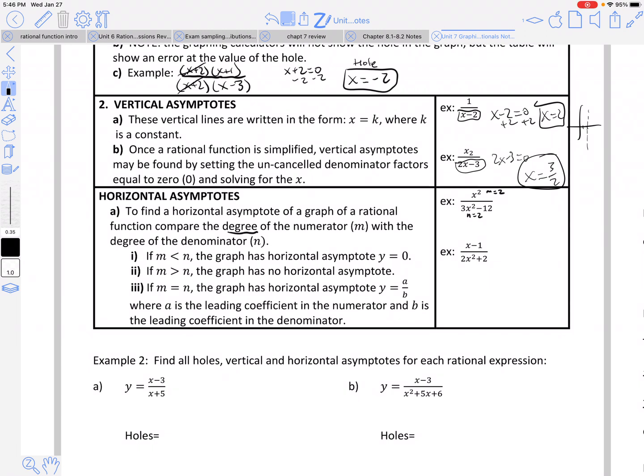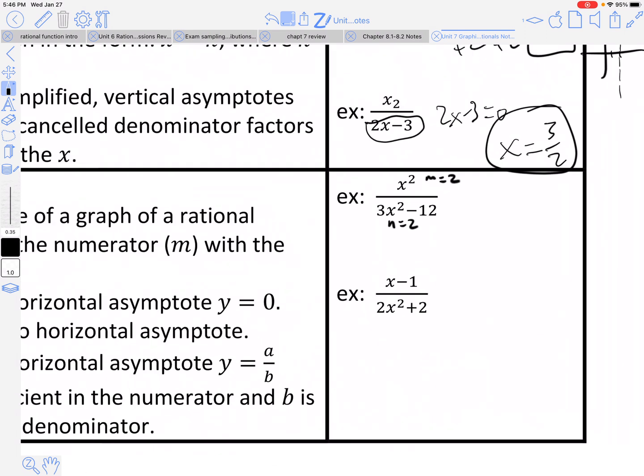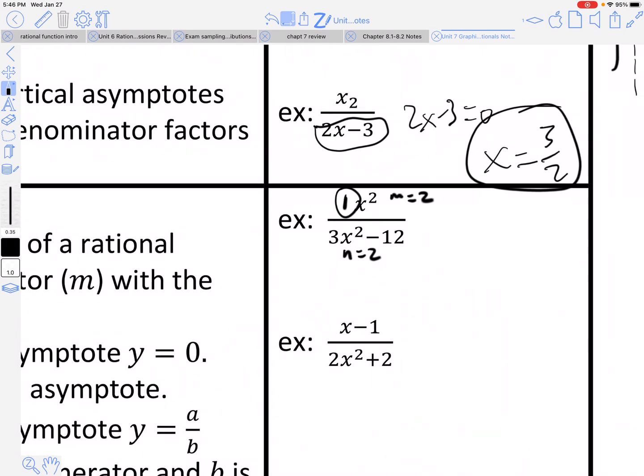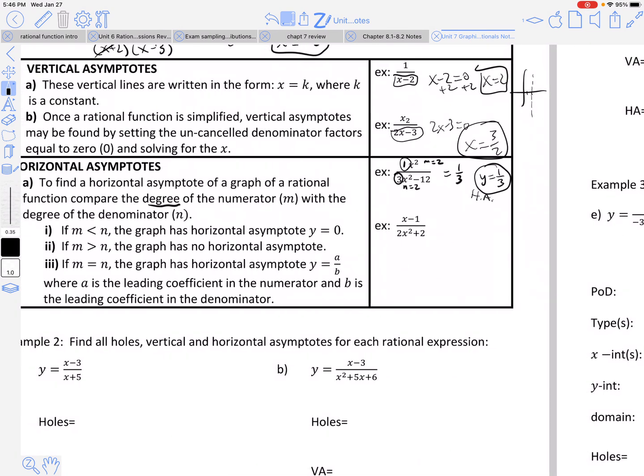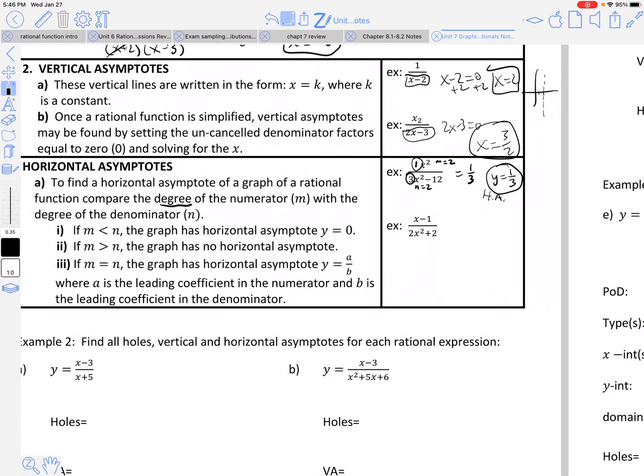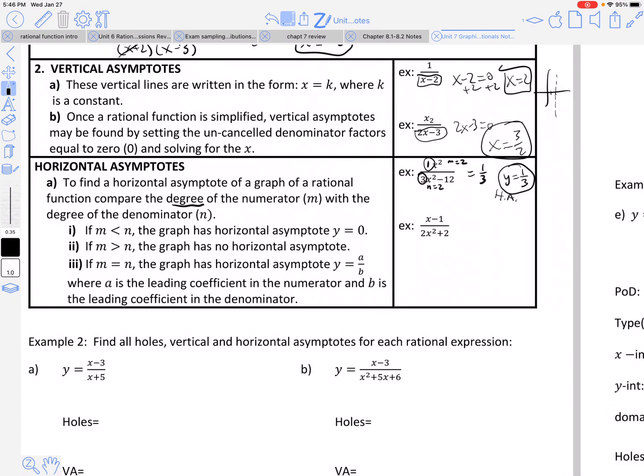Okay, and then we have this guide here. If M equals N, which is happening in this example, then you're going to take your leading coefficients. My leading coefficients are 1 and 3, so 1 over 3. Horizontal is going to go horizontally, so it'll cross through the y-axis. So we're going to have y equals 1/3 as our horizontal asymptote. Now let me explain why. People didn't just say, if M equals N, let's say this. They didn't just make it up, okay?